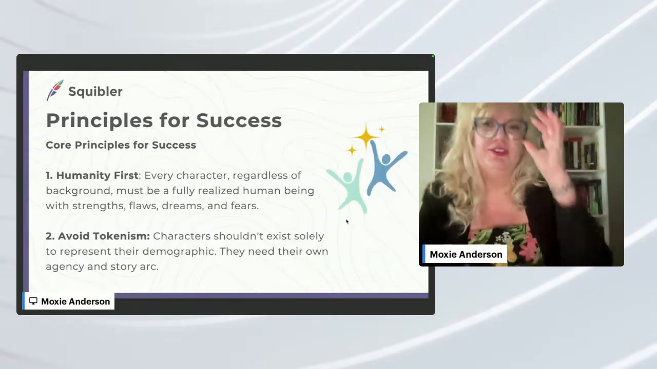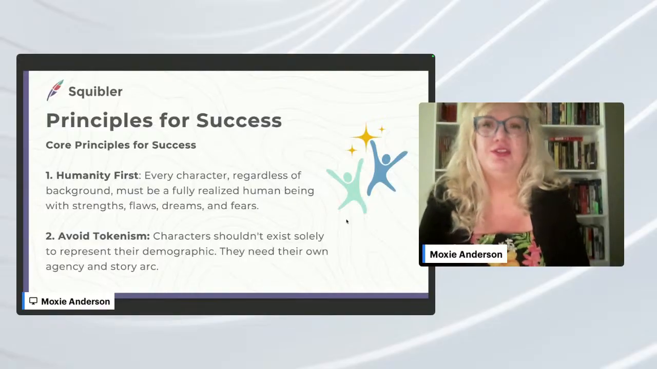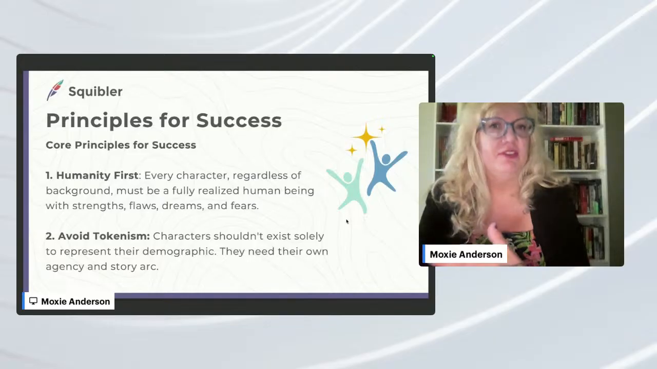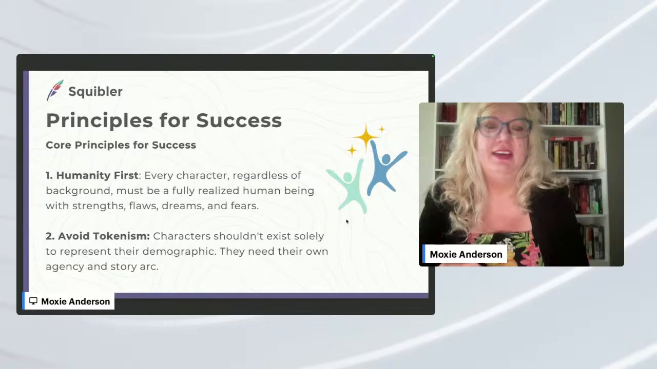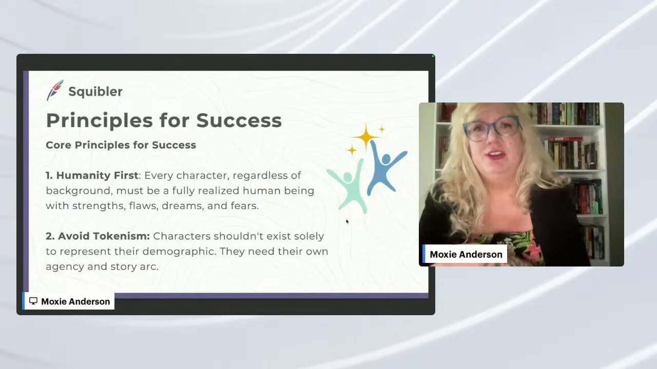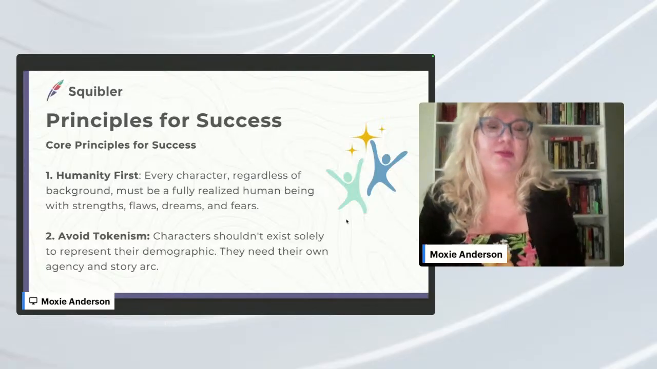So, some principles for success, these are core principles for success in developing diverse characters for your writing, is humanity first. You want to think that all of your characters, regardless of their background, if they're important and they have a name in your project, they should be fully realized human beings and they should have strengths and flaws, dreams and fears. You want to avoid tokenism. Characters shouldn't exist just because they represent a demographic. They need to have their own agency and story arc as well.